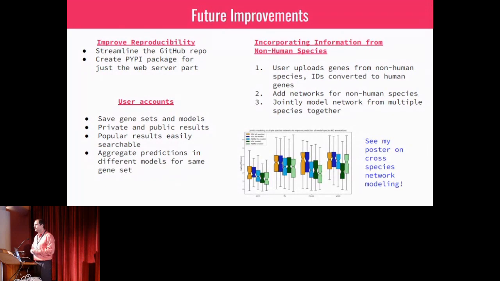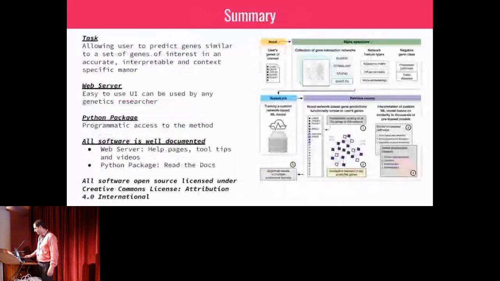Right now it's just humans. A couple of ways of doing this: a user supplies mouse genes, we convert them to human genes, and then we use human networks. Also, we would like to include other model species networks. I've also been working on models where we take human and other species models and combine them together and then run them through this algorithm. And we've shown that it really helps prediction in any species that we're looking at.